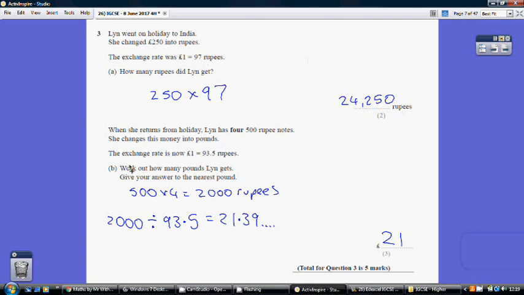Now for part B, we've been told that Lynn takes 4 500 rupee notes. So obviously the amount of rupees she's got to start with is 500 times 4, which is 2,000. And now we're converting from rupees to pounds, so we need to go from a bigger number to a smaller number. So we're going to have to divide by 93.5. 2,000 divided by 93.5 is 21.939... So our answer to the nearest pound is 21 pounds.